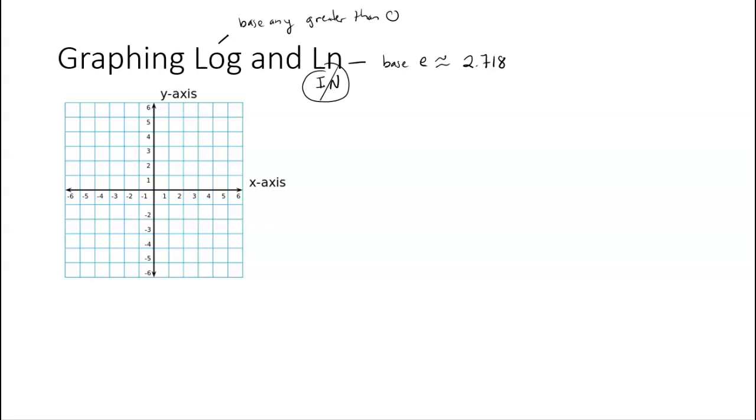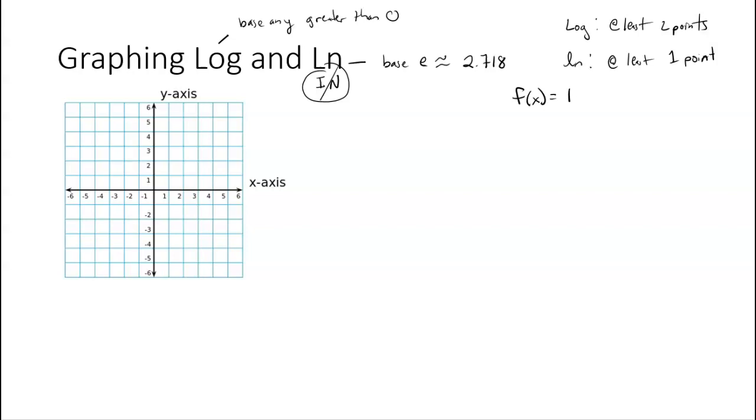So for our class, what I want you to focus on is that for regular logs, I want at least 2 points. If you can give me more, perfect, but at least 2 points. And for a natural log, it's just at least 1 point. The second, third, and fourth points for natural logs become harder and harder because the base is an irrational number, e.